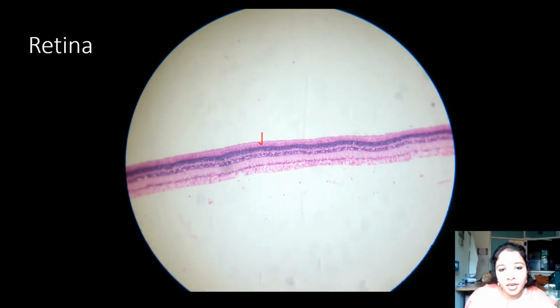where I am putting an arrow, it is the layer of rods and cones, and this dark part are the nuclei of rods and cones. Plexiform layers, inner nuclear layers, and ganglionic cell layers are also present.